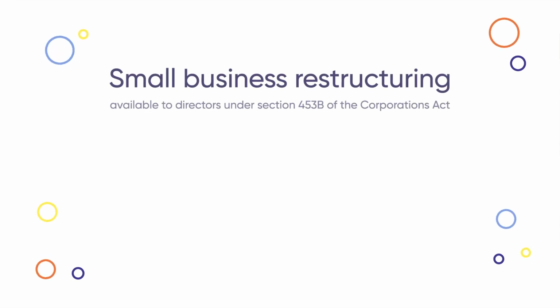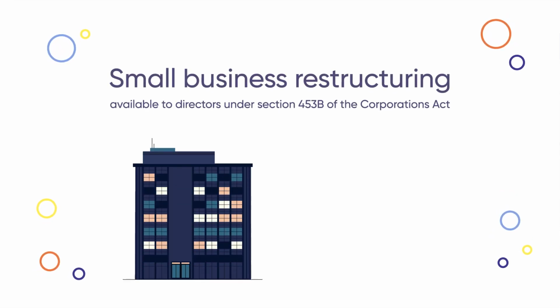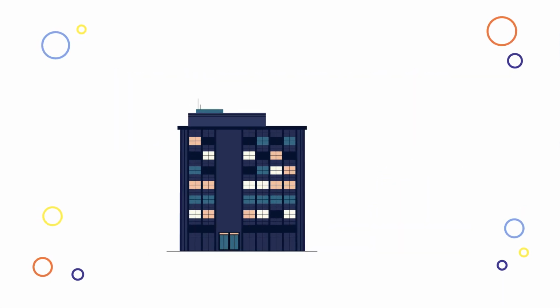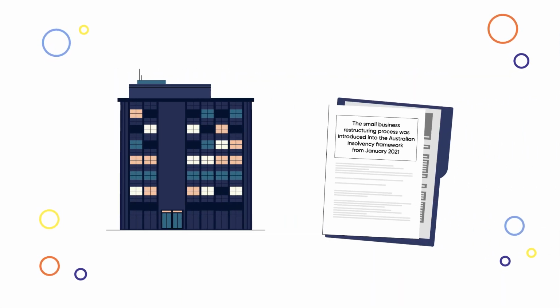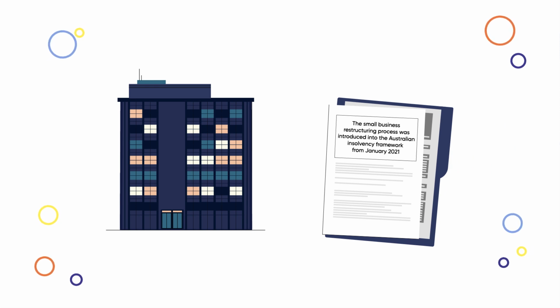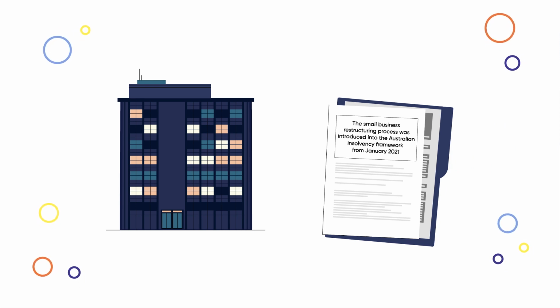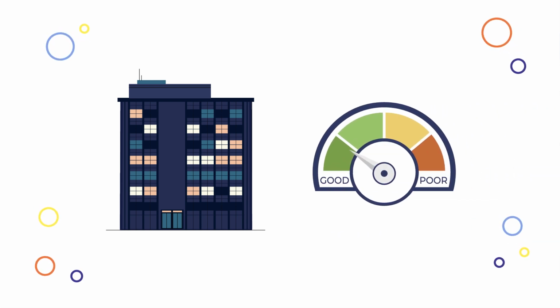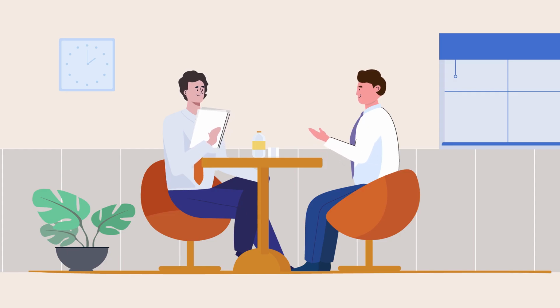Small business restructuring is a process that is available to directors under Section 453B of the Corporations Act. The Small Business Restructuring Process was introduced into the Australian insolvency framework from January 2021, and it is used to assist small businesses that are facing financial difficulty. The process allows small businesses to propose a plan to its creditors to restructure its debts while the director remains in control of the business.